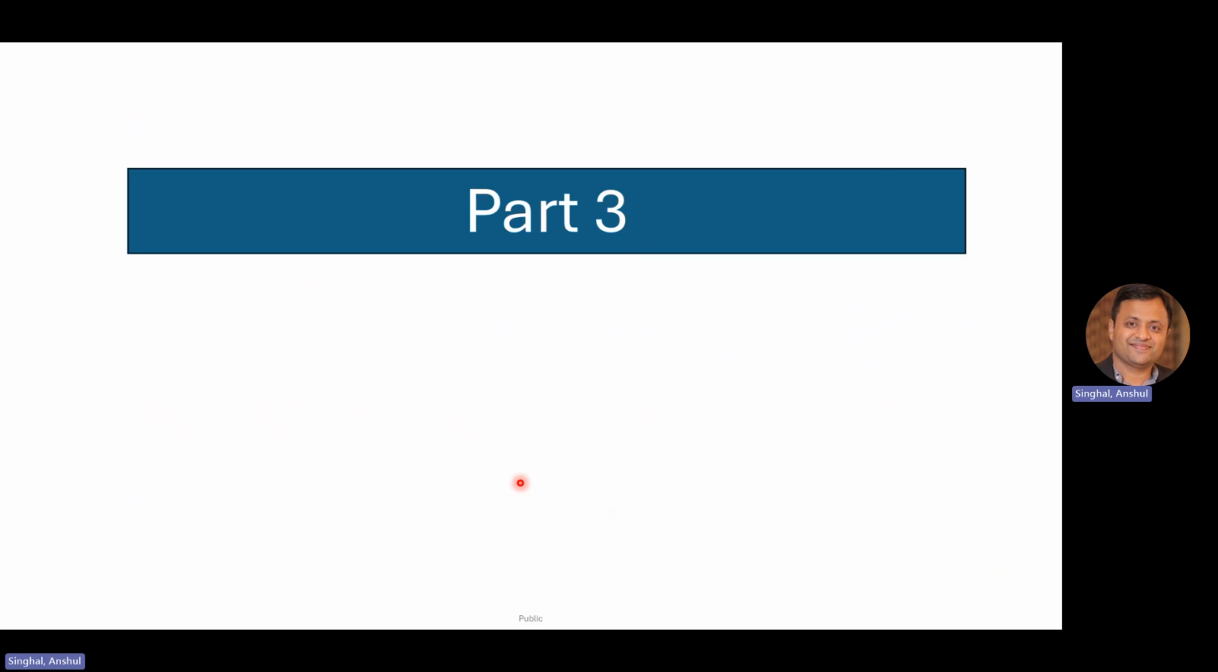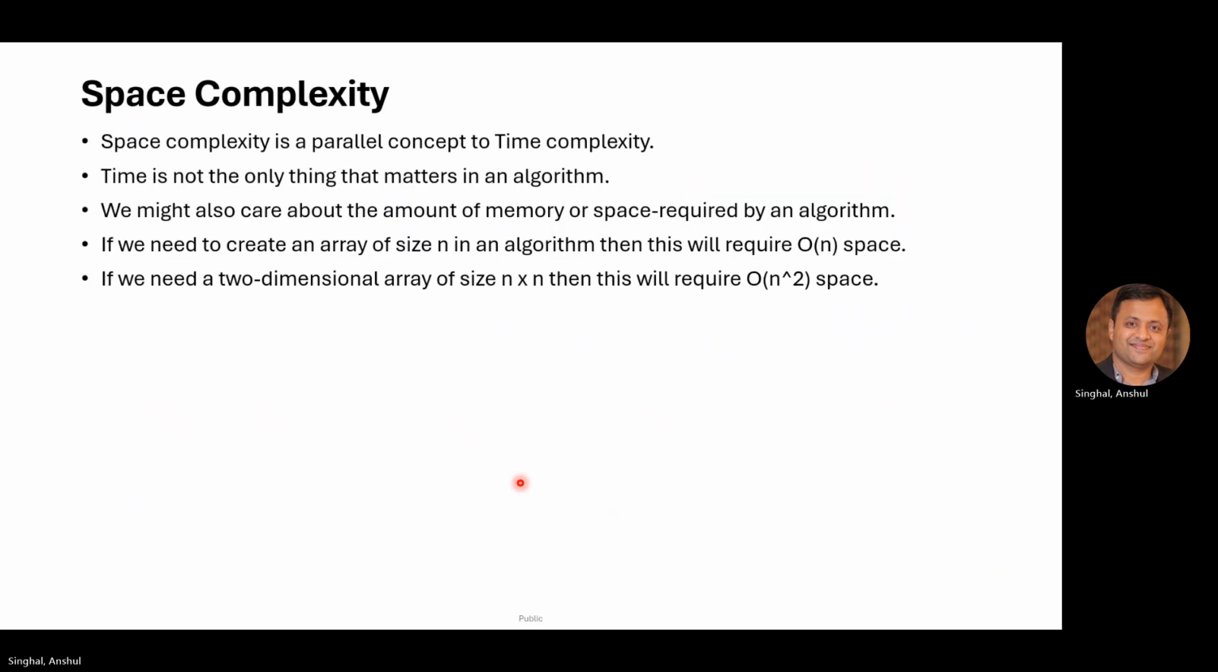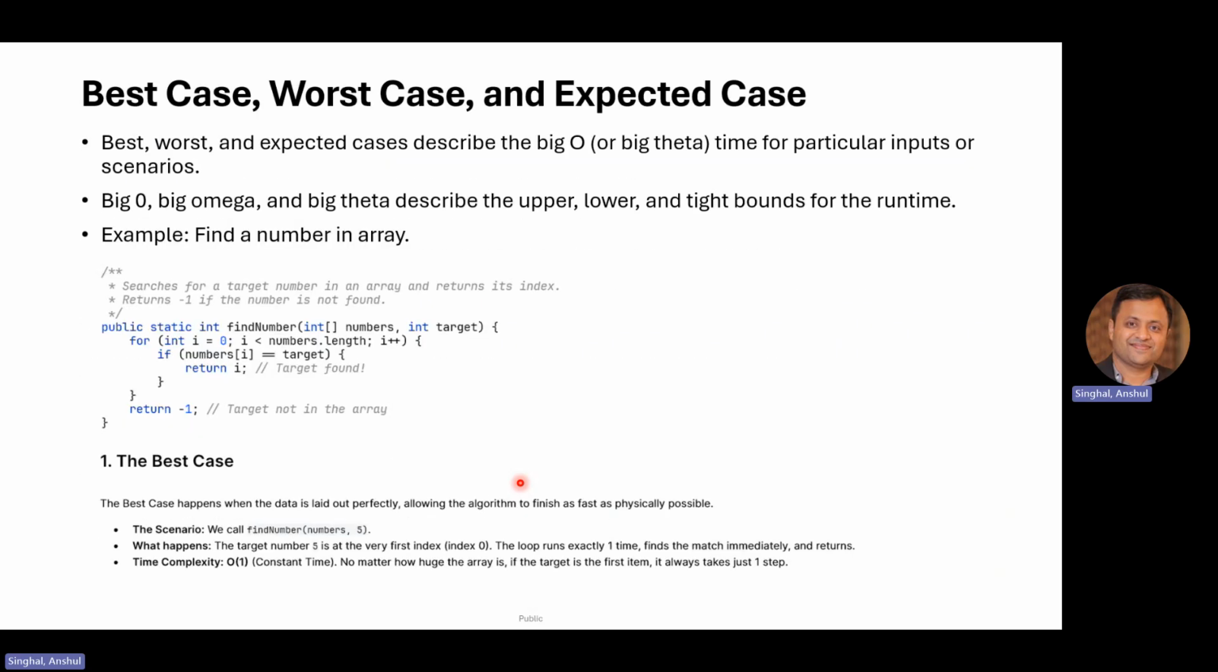Then in part 3, we talk about space complexity, which is a parallel concept to the time complexity, right? So if I go back to the example of this find number algorithm, in this, one aspect is how much time this algorithm is going to take in terms of input, right? And the second aspect is how much space or memory it is going to consume.